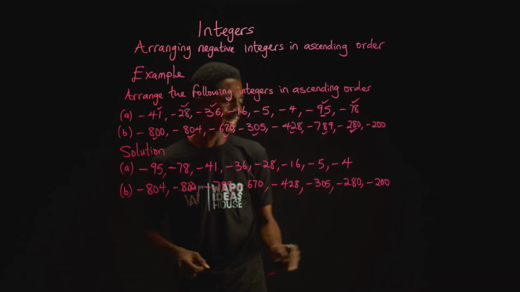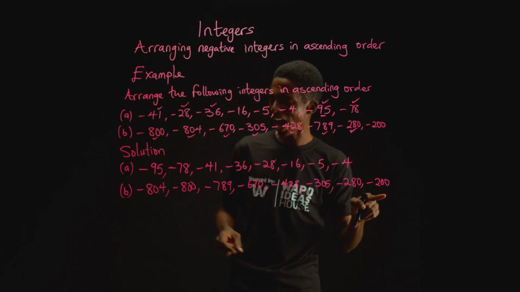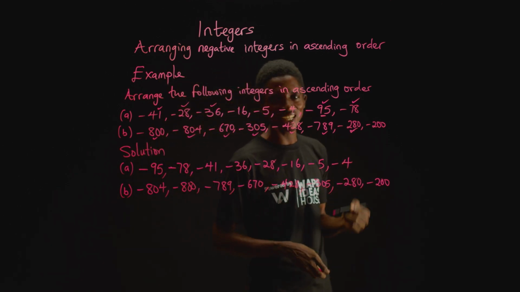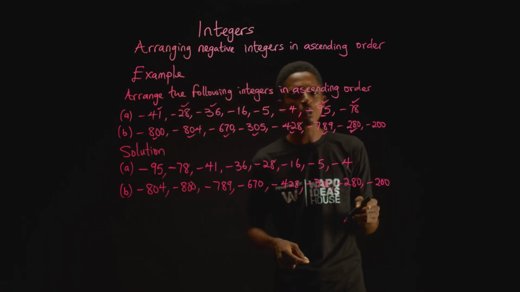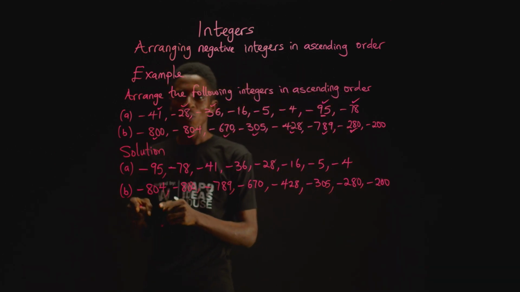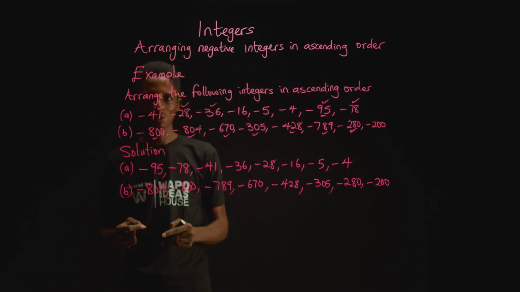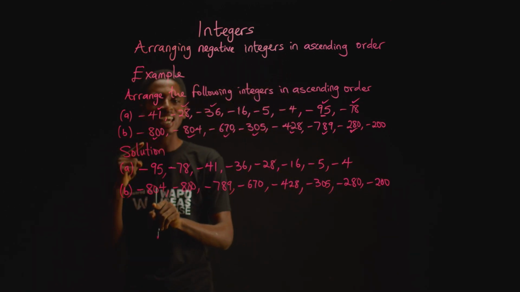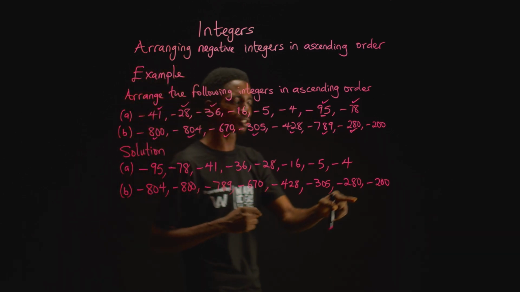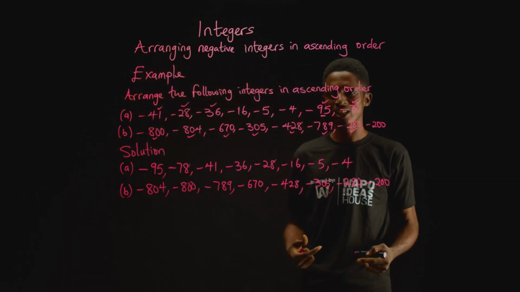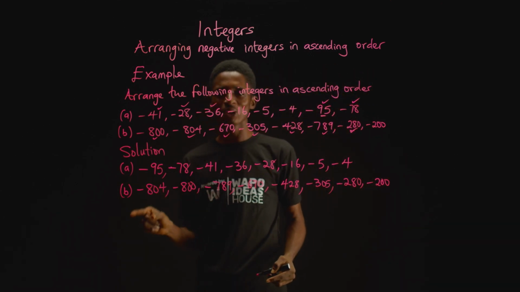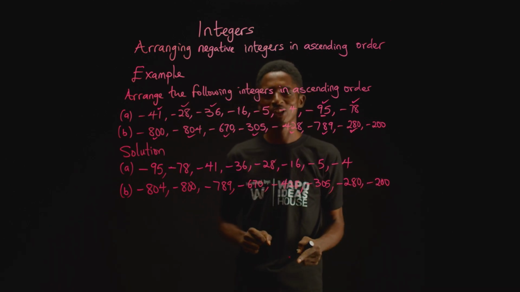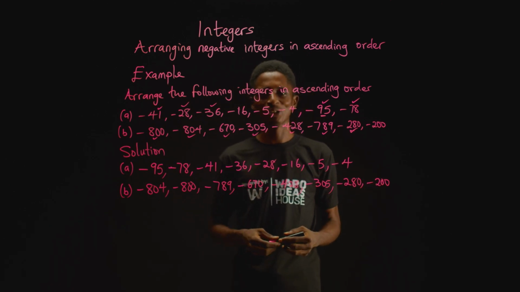Do not be confused that the number 200 in this case is higher than 804. Like I have said, when dealing with negative integers, the one with the bigger number would be the smallest one. That is, if we are talking about items here, this person is missing 804 items compared to this one that is missing just 200. So you see how minus 804 is really smaller than minus 200. Try this with other numbers around you. Thank you.